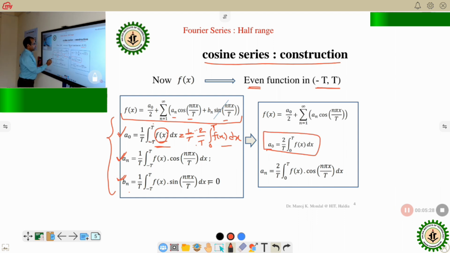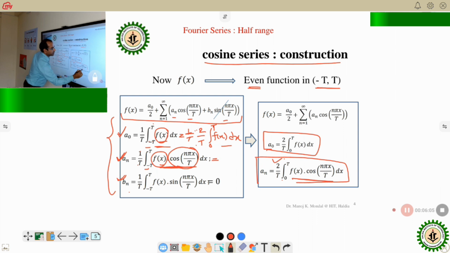And next, what is the value of an? An will be equal to 1 by t times the integral from minus t to plus t of f of x cos n pi x by t. Here again the function f of x is even, and the function cos n pi x by t is also even. The product of two even functions is again an even function. So by the property of integrations, it will be 2 by t times the integral from 0 to t of f of x cos n pi x by t. So the value of an will be equal to this, and it is automatically converted into this form.